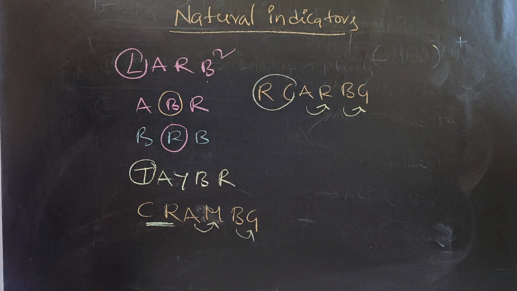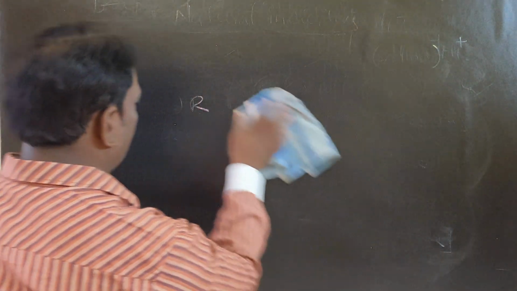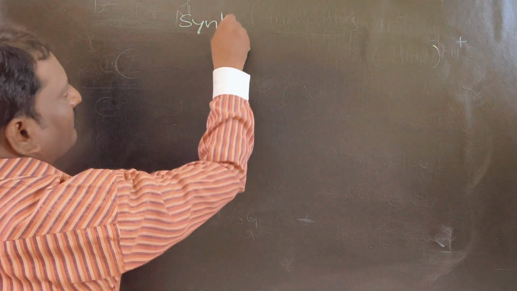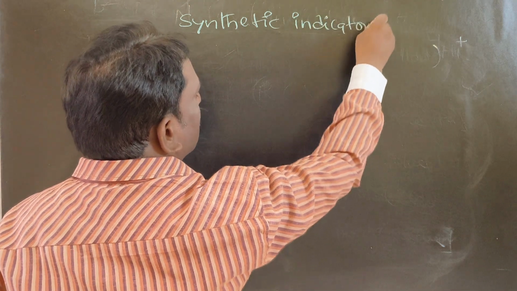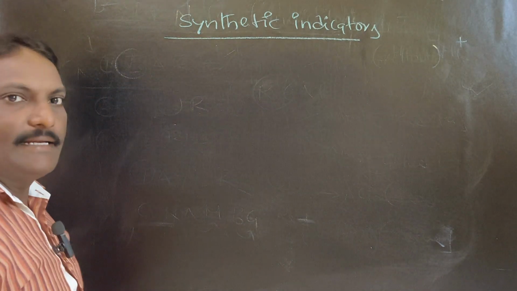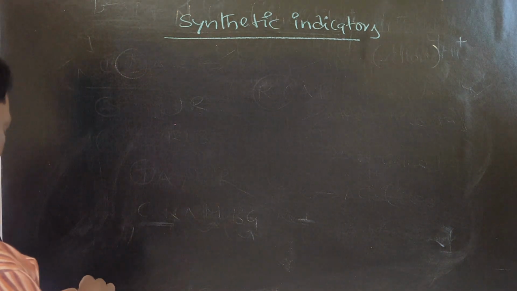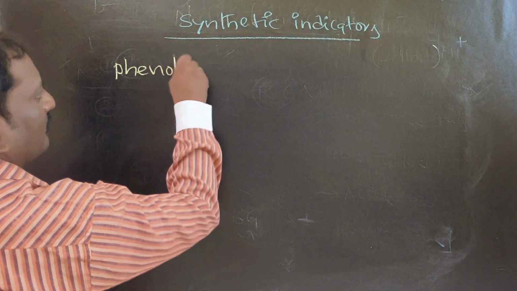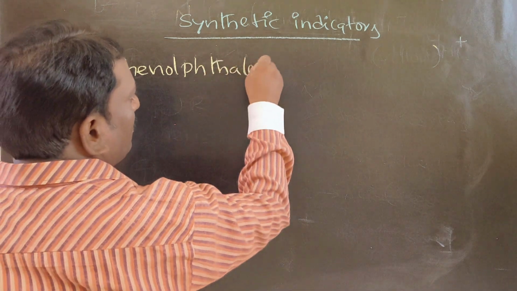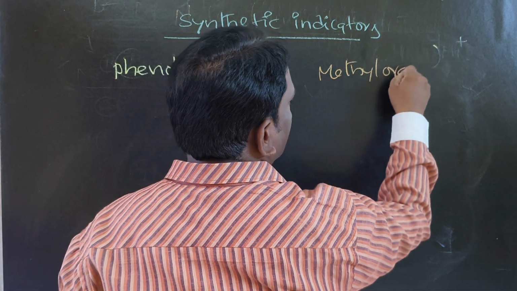Next one, synthetic indicators. Synthetic indicators are made by man, made by scientists in the laboratory. Only two indicators are there, that is phenolphthalein indicator, and second one is methyl orange indicator.